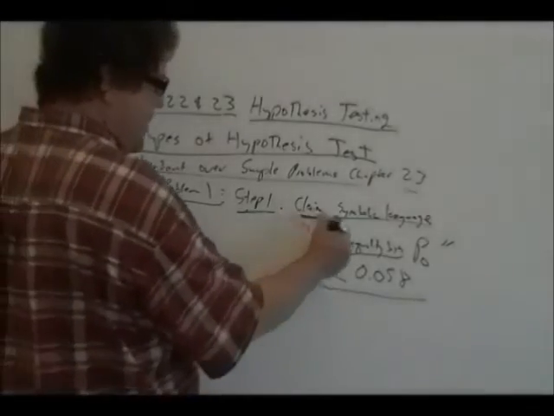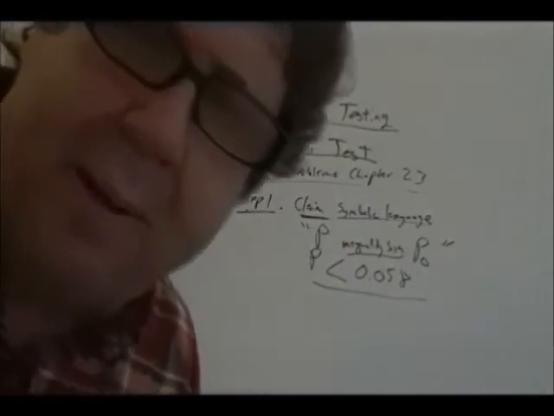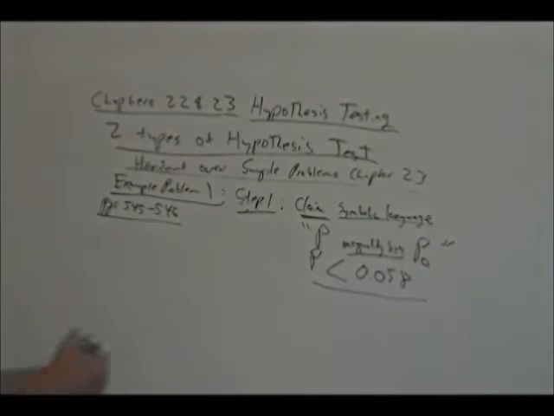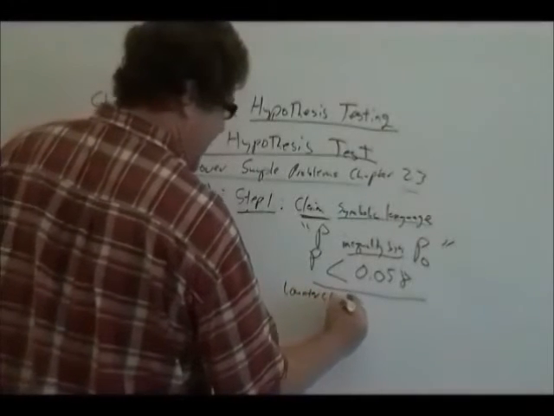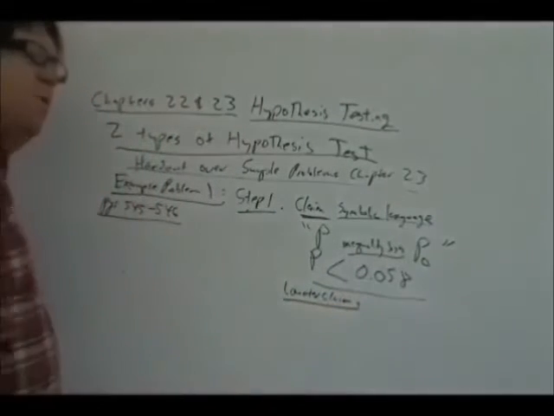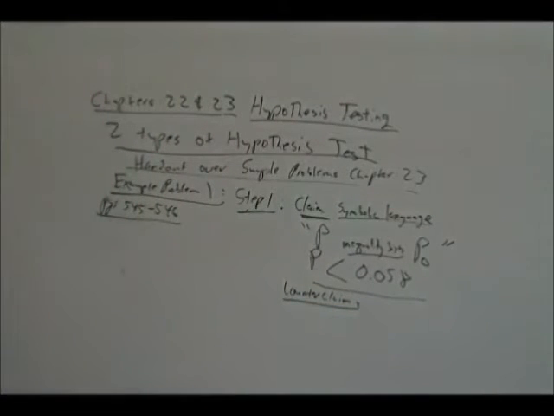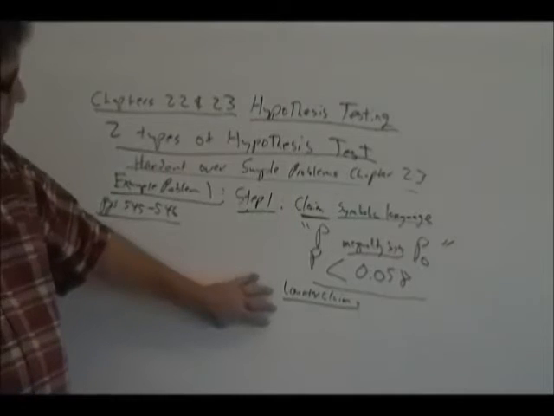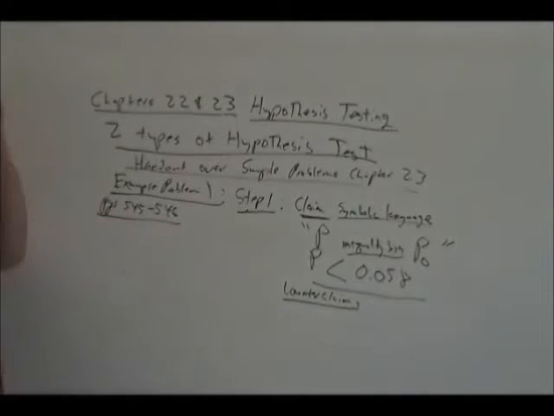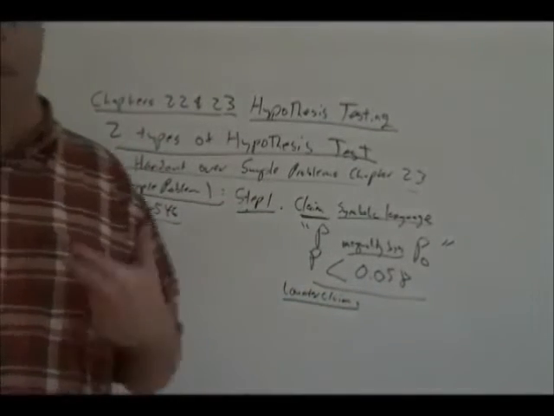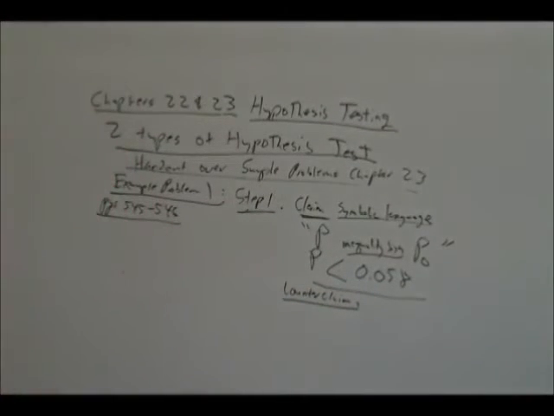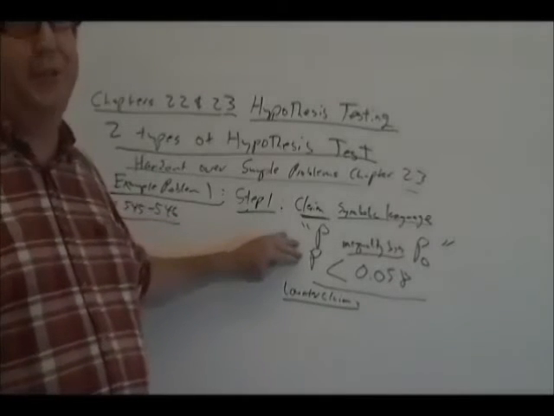Once you have the claim in symbolic language, let me make sure this is coming up in the video, then you need to write what's called the counterclaim in symbolic language. The counterclaim is actually what we're testing in a hypothesis test. Or not exactly the counterclaim, but something that's going to come from the counterclaim. And when you want to write the counterclaim in symbolic language, it's like the complementary claim. It's the only other possibility if the claim is false.